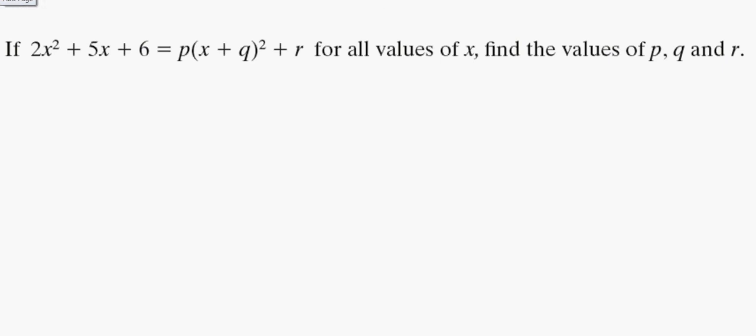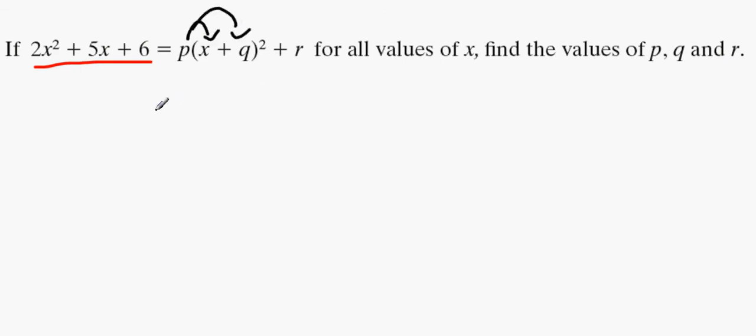Next one. If 2x squared plus 5x plus 6 equals p into x plus q, all squared, plus r, for all values of x, find the values of p, q, and r. Okay, so what we need to do here, this is what's called an identity. So what we need to do is multiply out the one to the right. Okay, so we need to multiply this out.